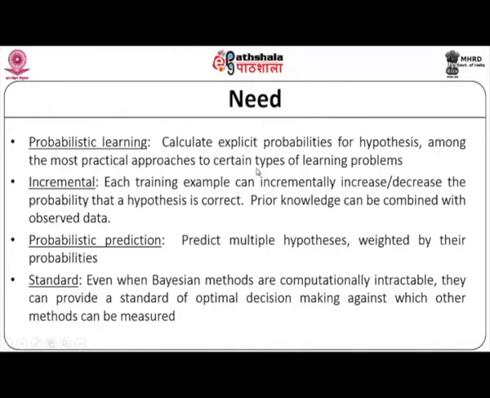In probabilistic learning, we try to calculate explicit probabilities for hypotheses and then we validate them. In certain scenarios, whenever we get data, we try to update the explicit probabilities in an incremental fashion. Therefore, application of Bayesian theorem results in a probabilistic learning which is incremental in nature. This Bayesian theorem and its application will be useful for prediction problems.